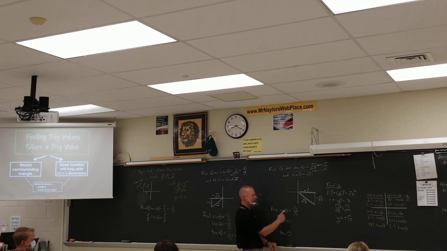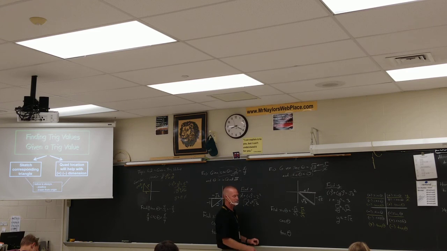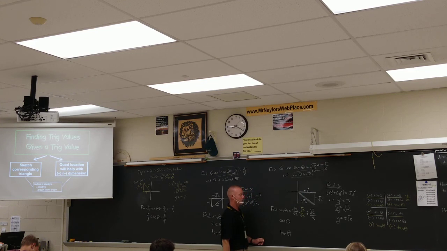Sine is negative root 2 over root 3. That's a square root party. You got to multiply by square root of 3. Try to remember your square root rules. Root 2 times root 3 is root 6. Let's not lose the negative, but we get negative root 6 over 3.